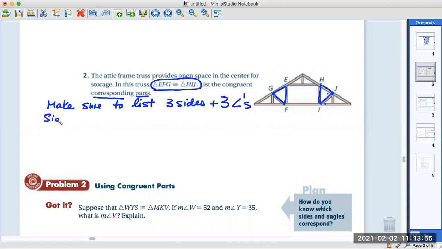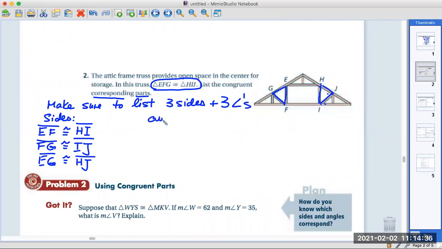So start with the sides. EF, I'm just going by what this is saying. EF is congruent to HI. And the bar means it's a side. FG congruent to IJ, and EG congruent to HJ. So these are the sides I just listed.